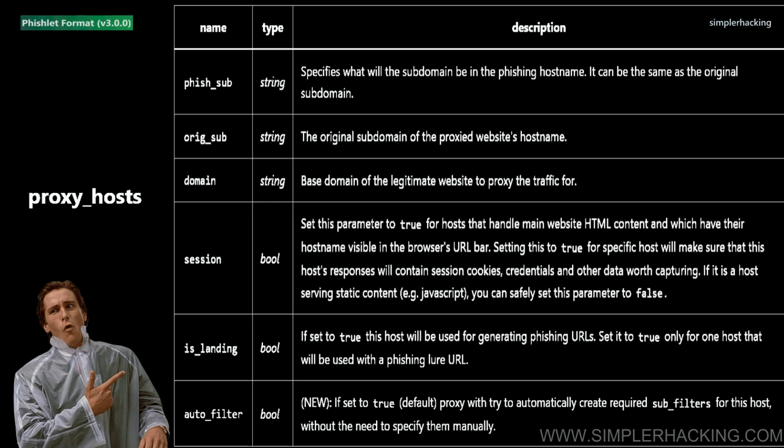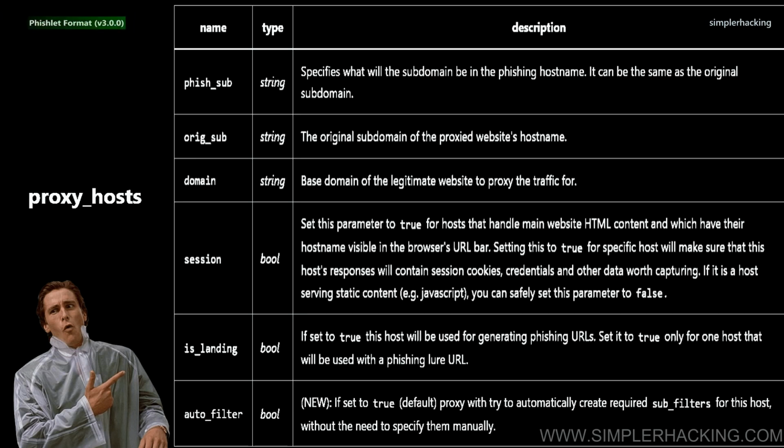For example, if you're trying to mimic login.example.com, you would set phish sub to login. This ensures the phishing domain looks identical to the legitimate one, tricking users into believing they are on the real site. The org sub represents the original subdomain of the legitimate site. This is the subdomain you are proxying traffic from. For example, if the target site is example.com, you would set org sub to www. Evilginx will use this information to know which subdomain to impersonate and pass traffic through to the legitimate site. This is important for ensuring that requests are routed correctly.